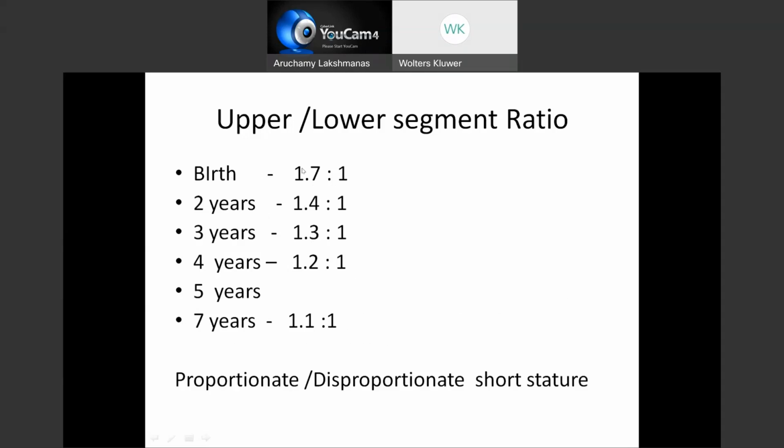So remember birth and 7 years. Birth is 1.7:1, 7 years 1.1:1. For 2, 3, 4, you just put the inverse: 2 years 1.4, 3 years 1.3, 4 years 1.2. This is important to know whether it is a proportionate or disproportionate short stature. The etiology of the short stature will vary depending upon whether it is proportionate or disproportionate.